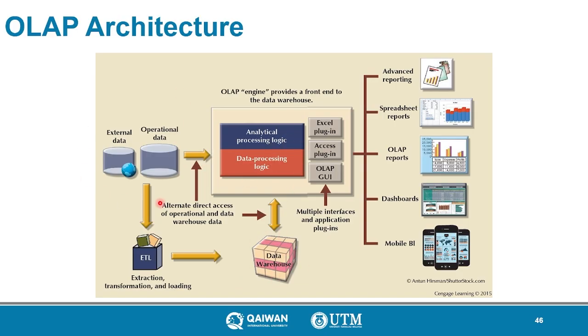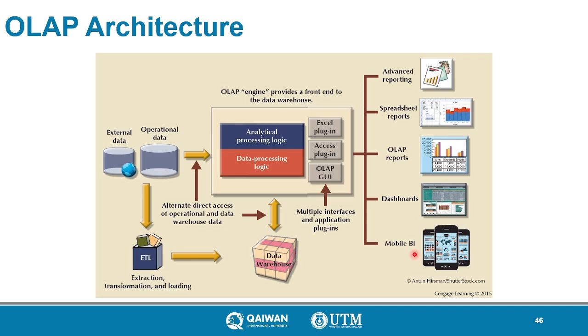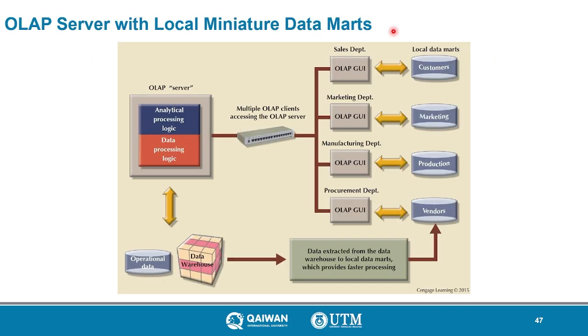Once we take it, for example, from this side, the analytical processing logic and data processing logic will happen: Excel plugin, Access plugin, OLAP GUI, and so on. And of course, using this OLAP engine, we will have advanced reporting, spreadsheet report, OLAP report, dashboard, and mobile BI. Now, this is the main architecture, and we have the OLAP server with miniature data marts.